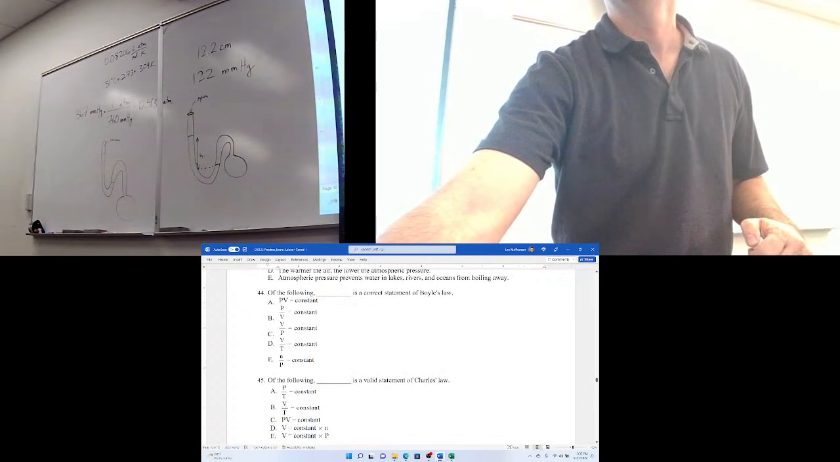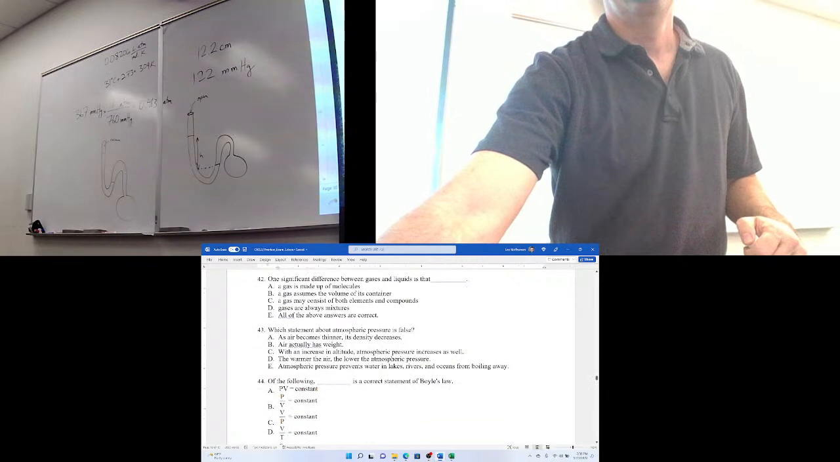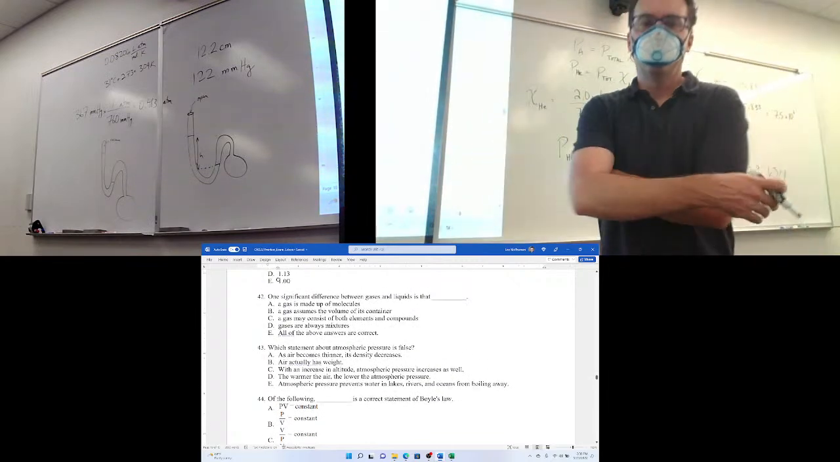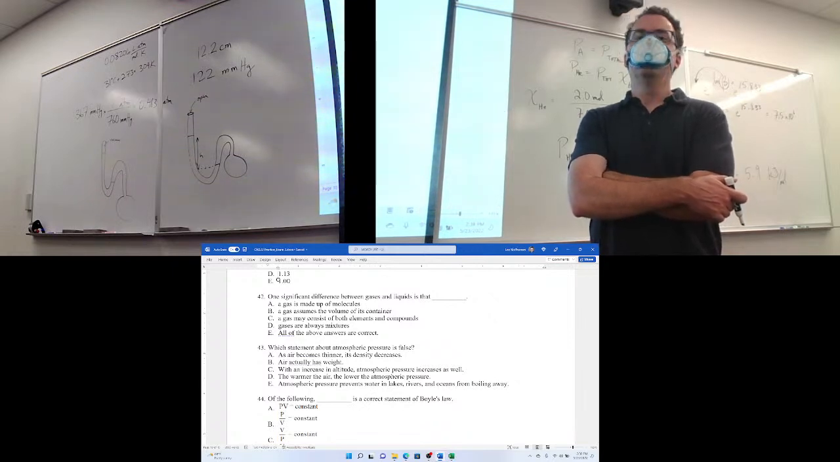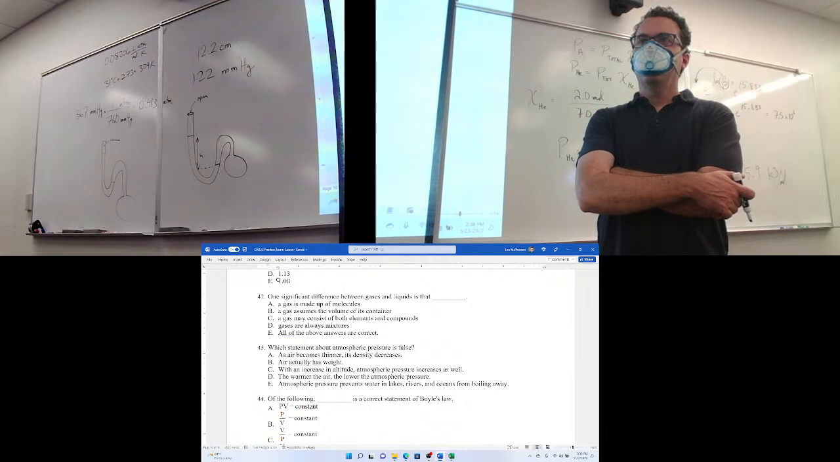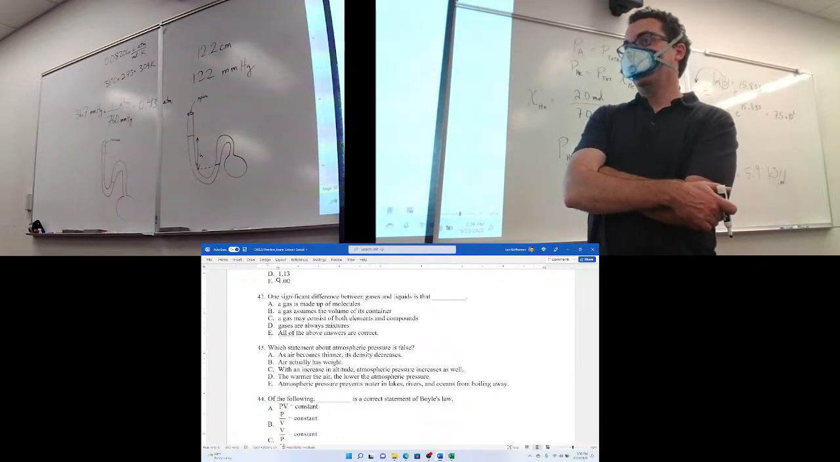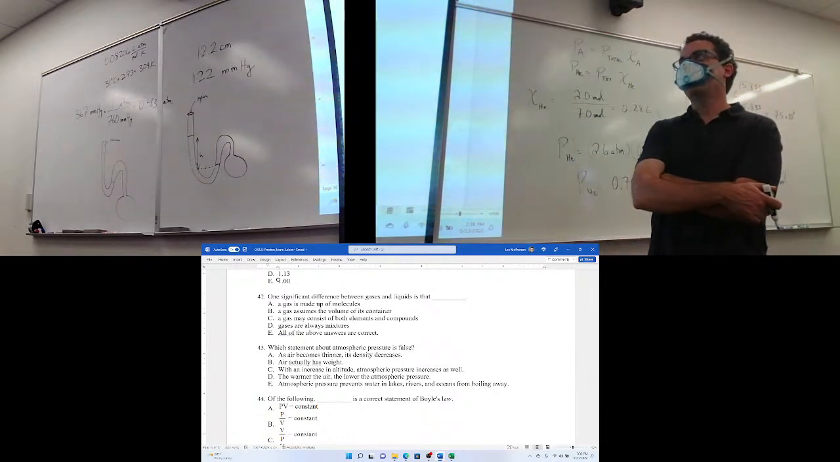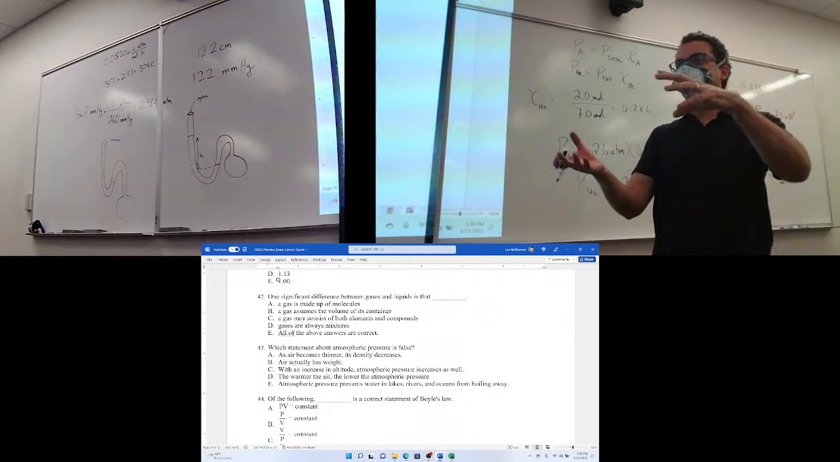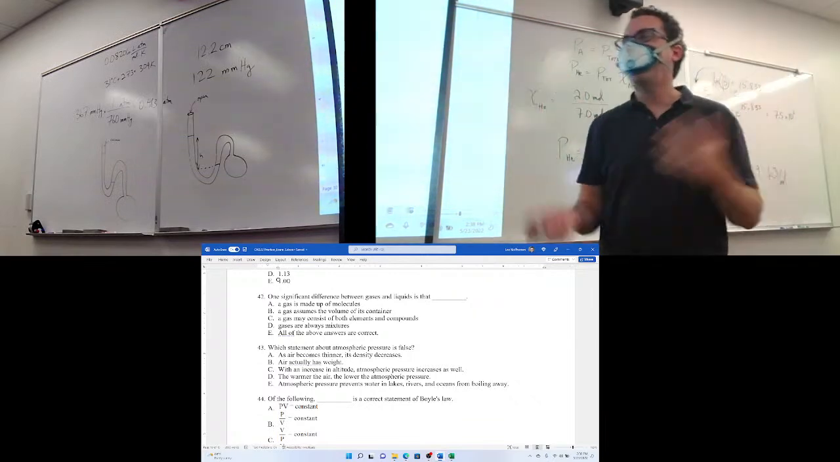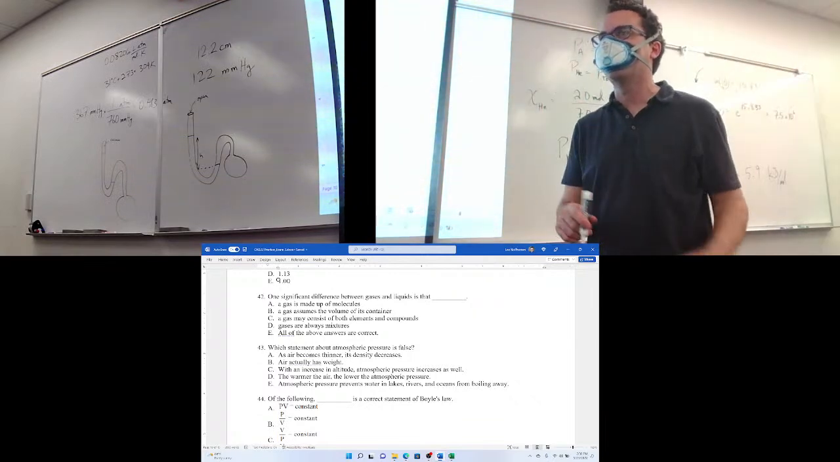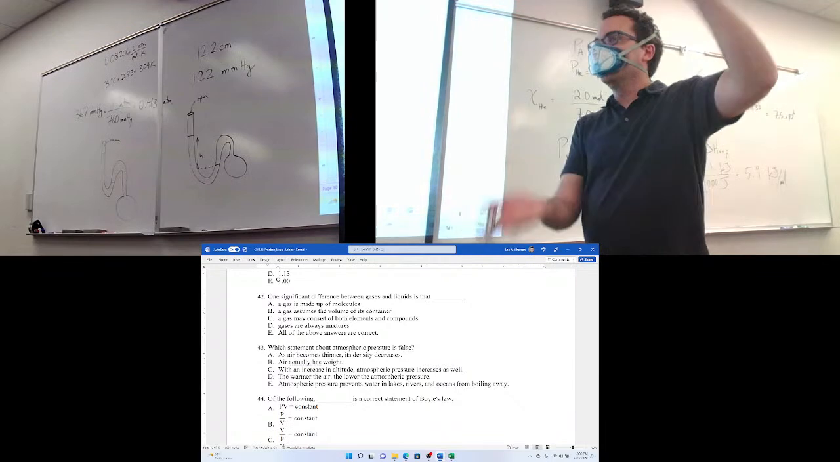In question 42, it says one significant difference between liquids and gases is that a gas, like you said, assumes the volume of the container, not the shape. It assumes the shape of the container too, but it takes the volume of the container. Whereas a liquid, I could half fill a 2 liter. If it's half full, it's not going to have the same volume as the container. But gases will take the volume of the container.